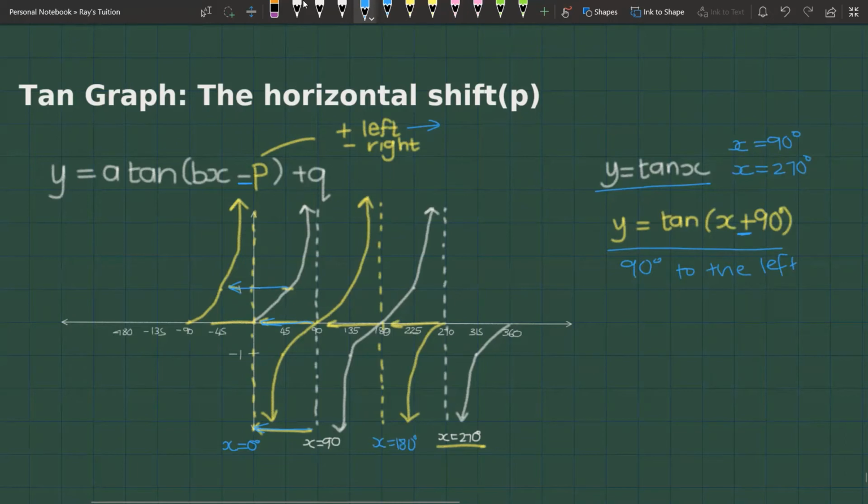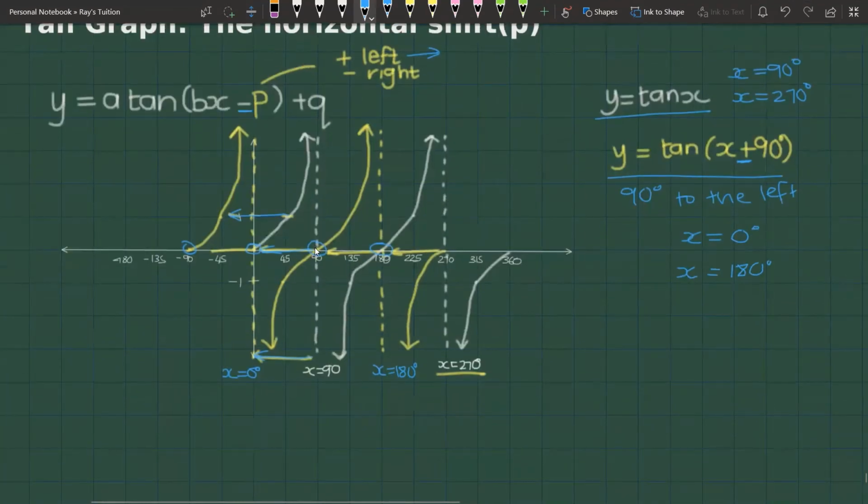So everything about the tan graph has been shifted 90 degrees to the left. The x-intercept that used to be at 0 and 0 is now at minus 90 and 0. This one here that was 180 and 0 is now 90 and 0. So that is what happens to the tan graph. And now the new asymptotes are x is equal to 0 degrees and x is equal to 180 degrees. The period of the graph stays the same, so we don't have to change it.